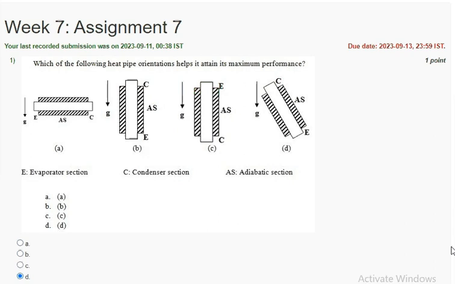So today we will discuss the solution of NPTEL assignment 7 of subject energy conservation and waste heat recovery.